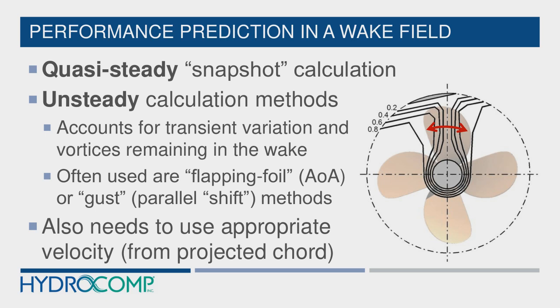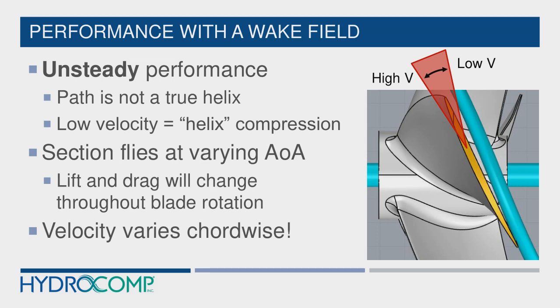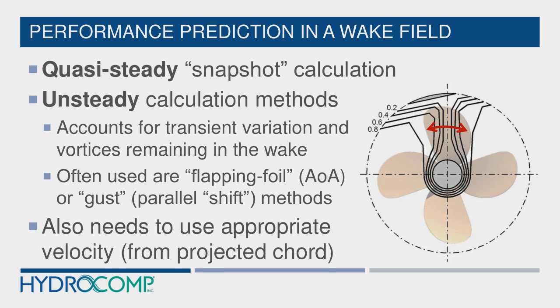The first of which is called a flapping foil. If we come back to this here, you can envision the idea that as the blade rotates and it sees inflow at different angles of attack, that's the equivalent of a foil pitching up and down. And so there's a flapping foil methodology that uses angle of attack to solve for this. But then there's a gust or a parallel shift method.